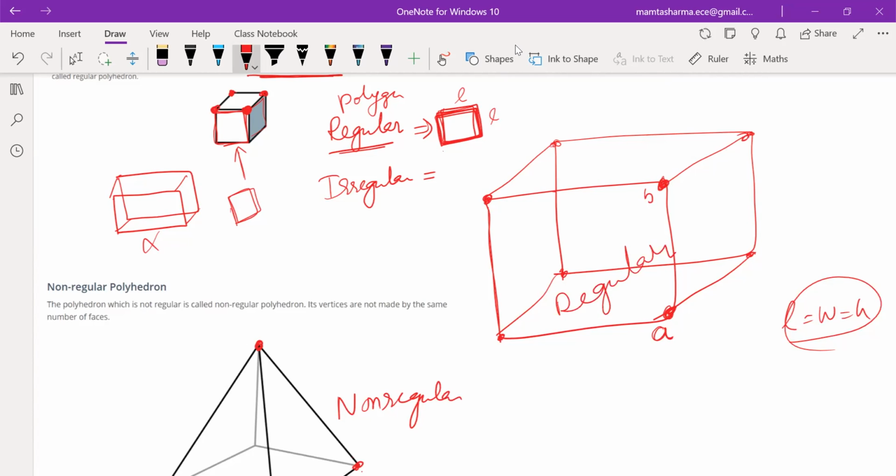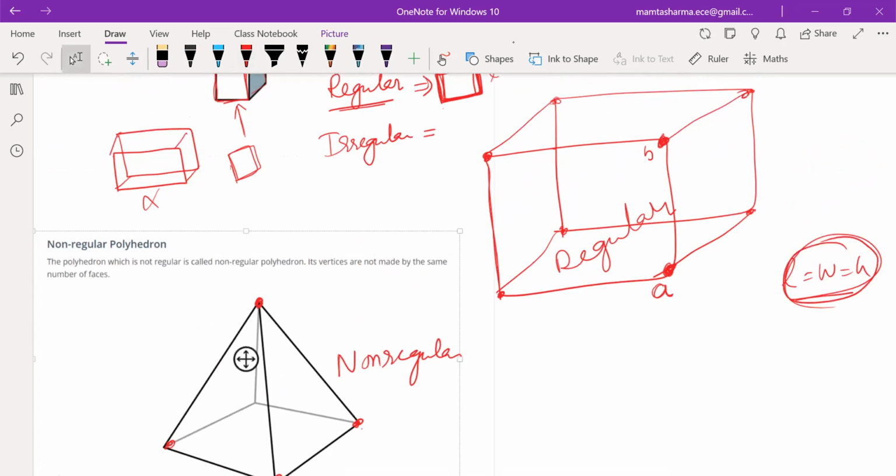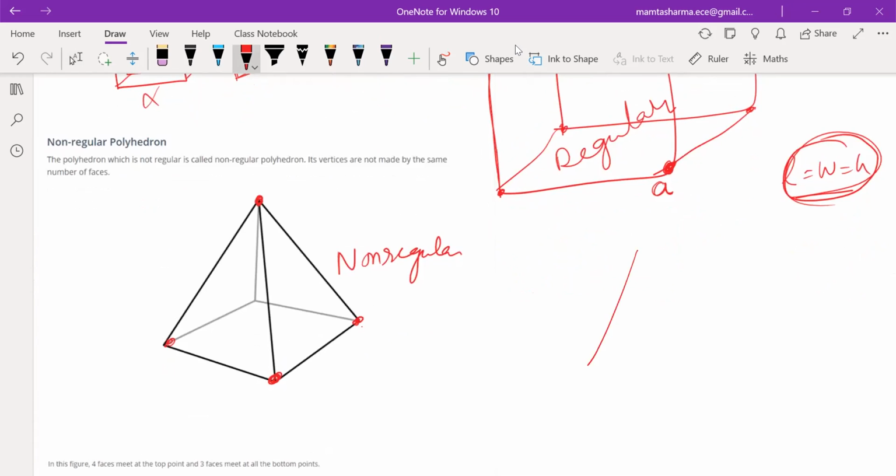So regular polyhedra are those in which all the measurements are the same and the same number of faces meet at a vertex. And non-regular ones are where this is not so. This one is a non-regular type. You can see here, these are the vertices. How many faces are meeting at this vertex A? Tell me.